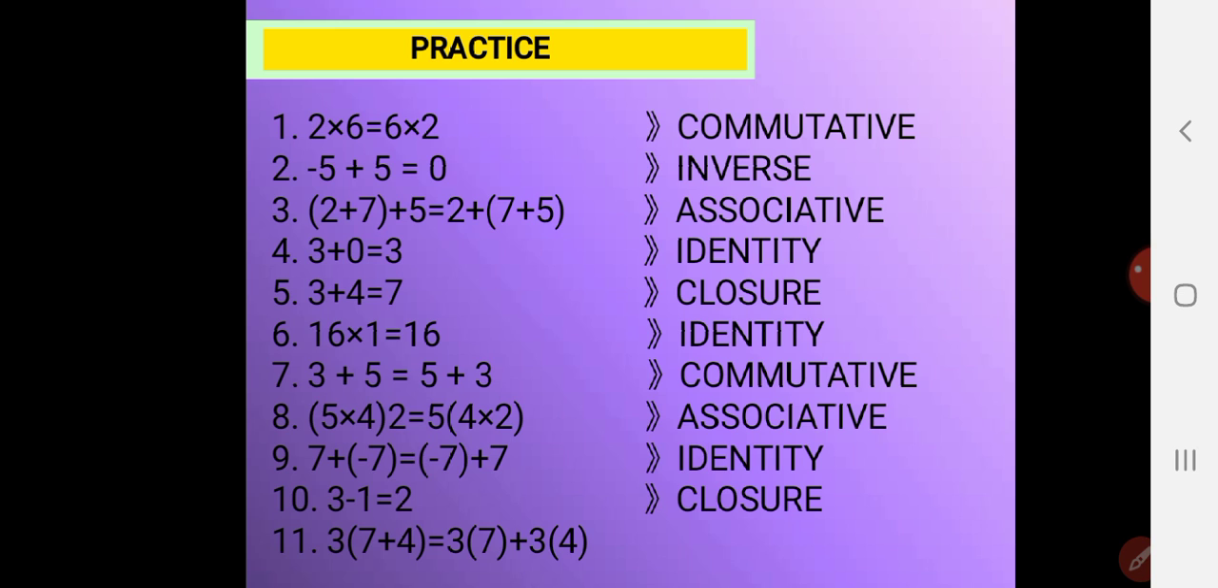Number 10, closure property. So number 11, 3 quantity 7 plus 4 is equal to 3 times 7 plus 3 times 4. If your answer is distributive property, you are correct.